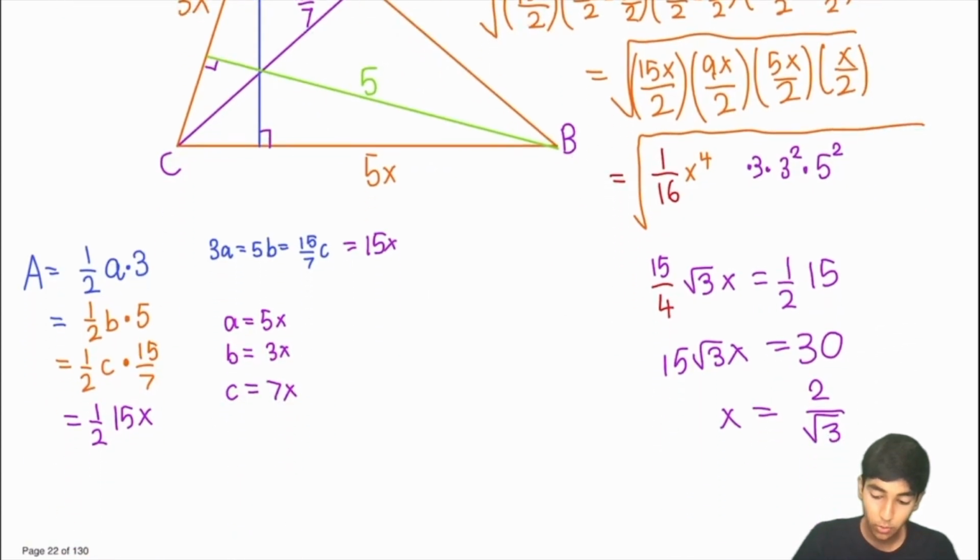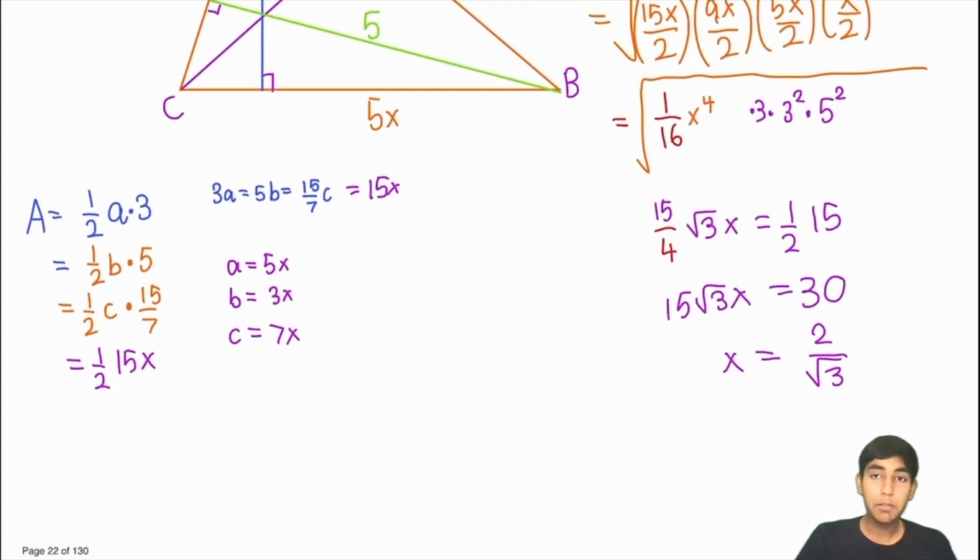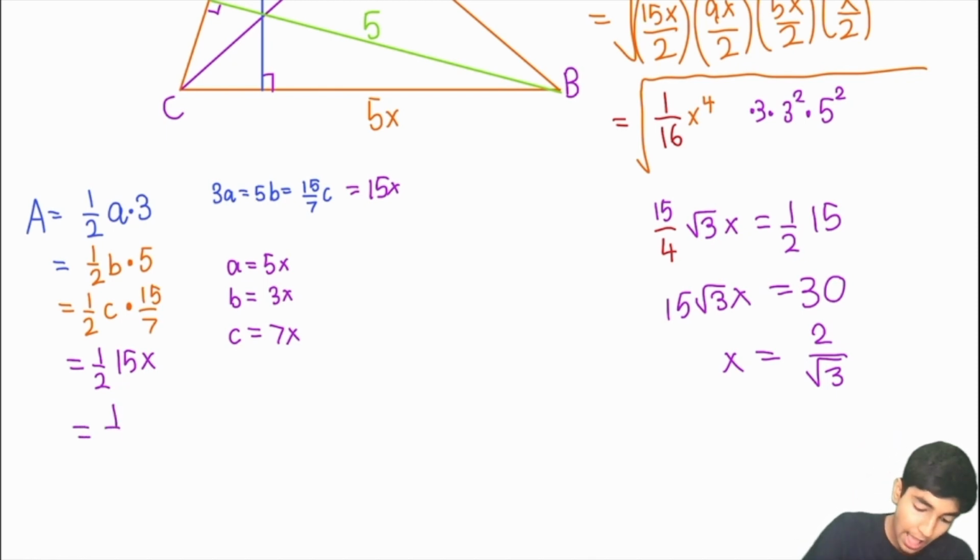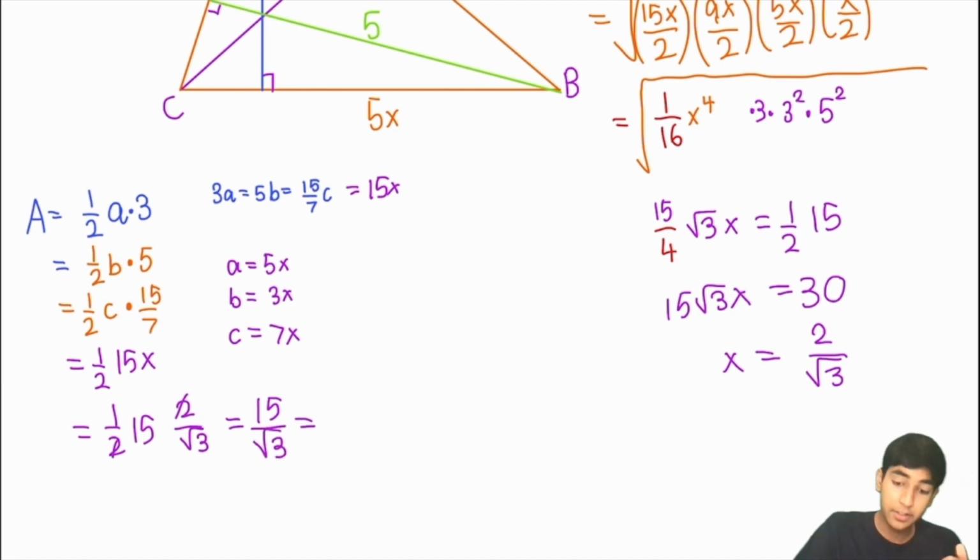And now it's asking for the square of the area. So now we can simply plug it into one of these expressions for the area. Let's plug it in over here. Half 15x, which is 2 over root 3. And these 2's cancel, so it's just 15 over root 3, which is 15 is 5 times 3. So 5 times 3 over root 3. And 3 over root 3 is just root 3.